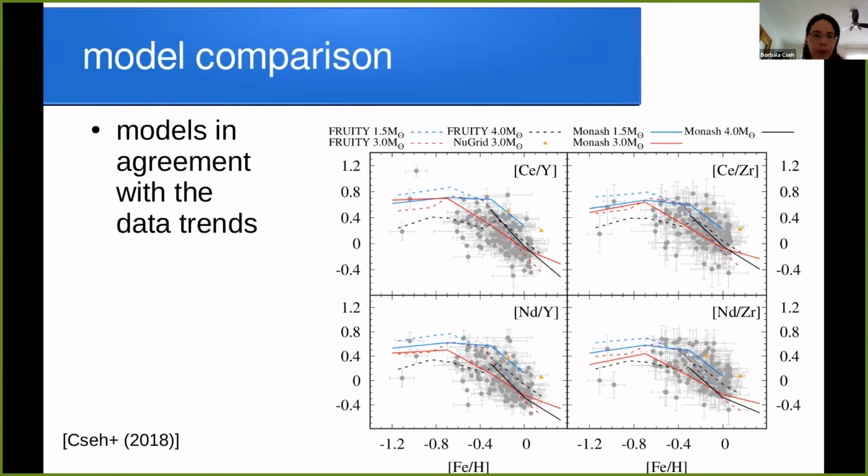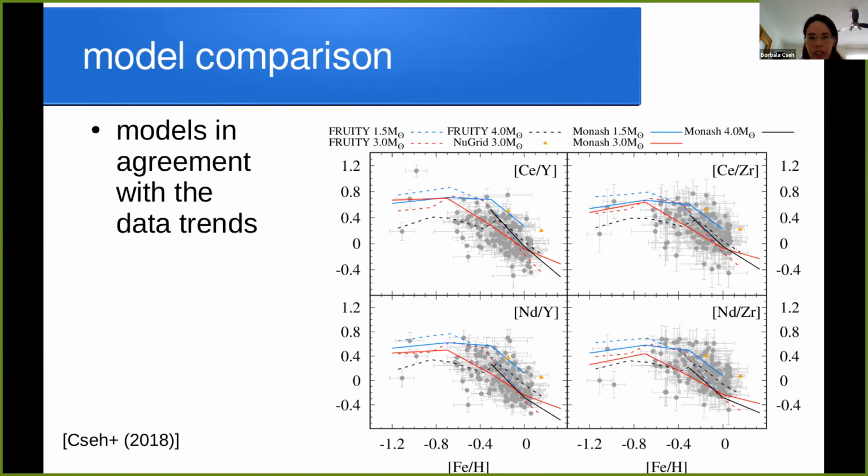So if we compare the whole sample to the models, you can see in this plot, on the x-axis, the metallicity, iron over H, and on the y-axis you have 4 different ratios: cerium over yttrium, cerium over zirconium, neodymium over yttrium, and neodymium over zirconium. And you can see the different models.